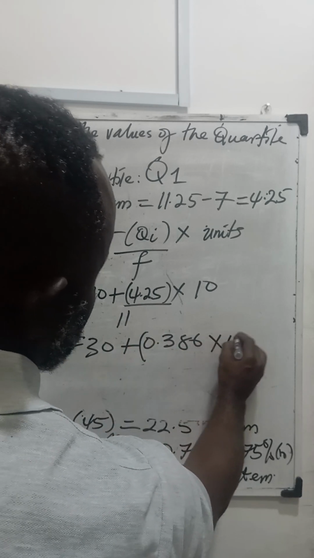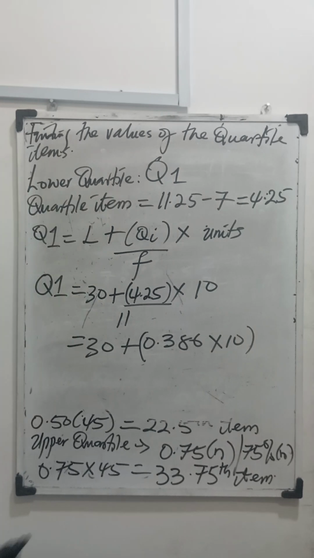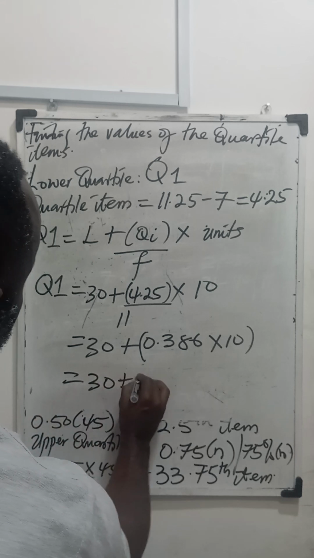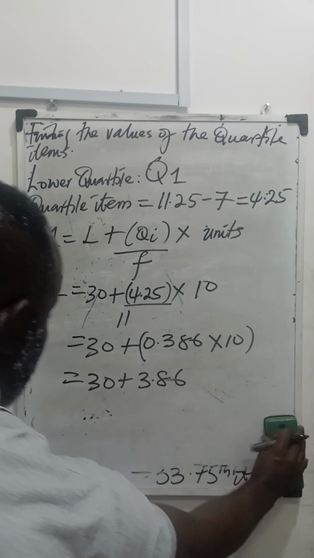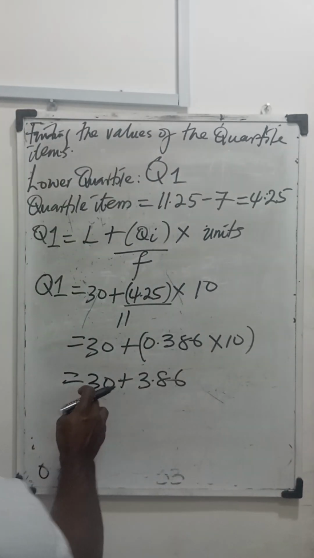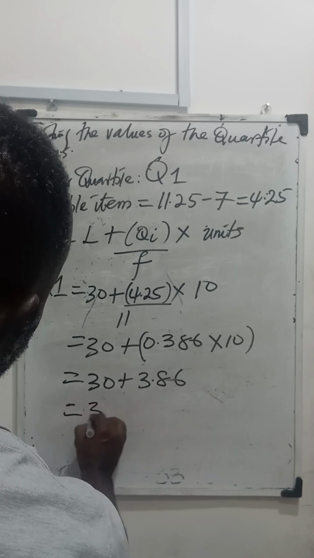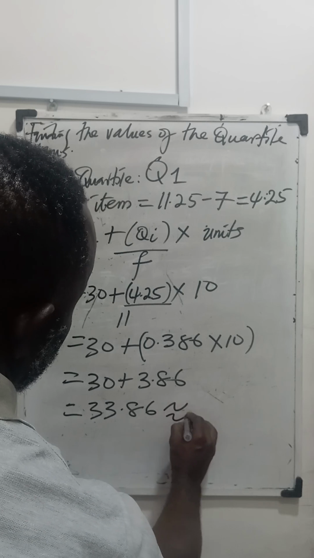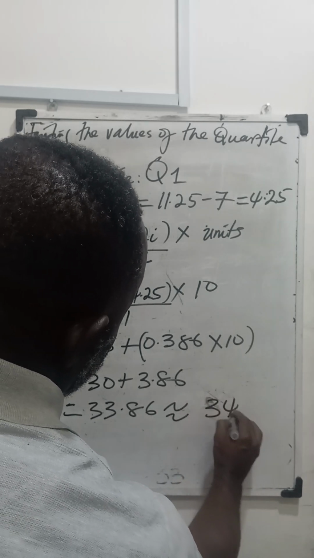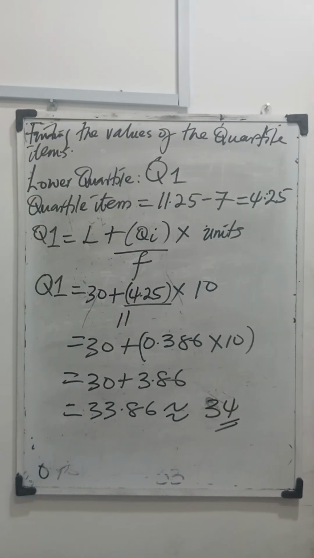So you're grouping this times 10. Following BODMAS, you do division first before multiplication. Did you get that? So this times this, 0.386 times 10. What is 0.386 times 10? Okay, so 30 plus 3.86. If you do 30 plus 3.86, what are you going to have at the end of it? 33.86, which is approximately equal to 34. So that is your answer. You have 34 units.